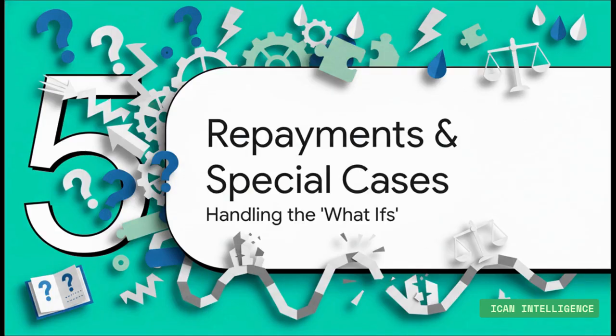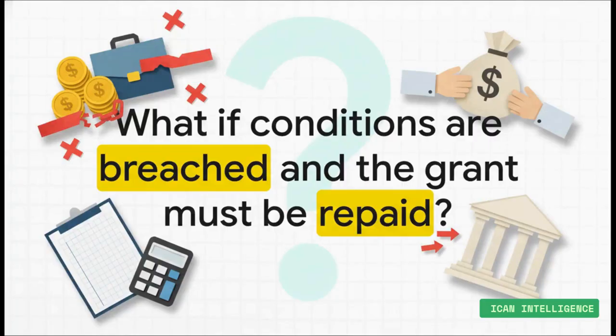So far, we've been living in a perfect world where everything goes according to plan. But we all know real life, and especially exam questions, can get messy. What happens when things go wrong? This is where examiners really test your deep understanding. This is a classic exam scenario. You thought you would comply, you accounted for the grant, you were happily recognizing it, and then you breach a condition, and the government wants its money back.